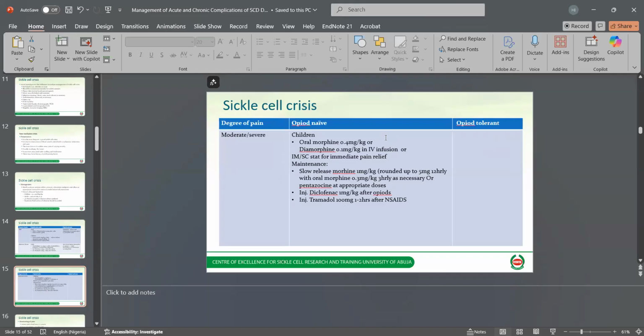So this is a continuation of the moderate to severe pain. So oral morphine or diamorphine, and then for maintenance, we use slow release morphine, 1 milligram per kg, rounded up to 5 milligram 12 hourly with oral morphine, 0.3 milligram per kg, 3 hourly as necessary. Or we can use pentazocine as appropriate.